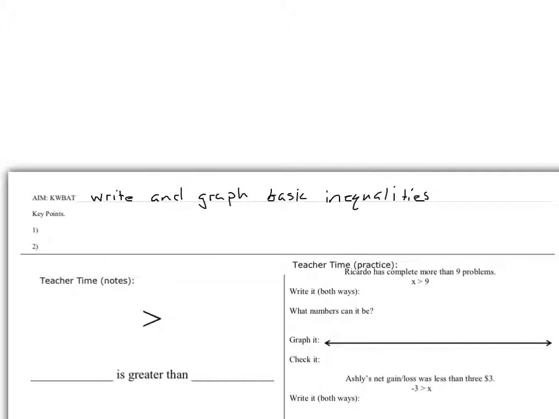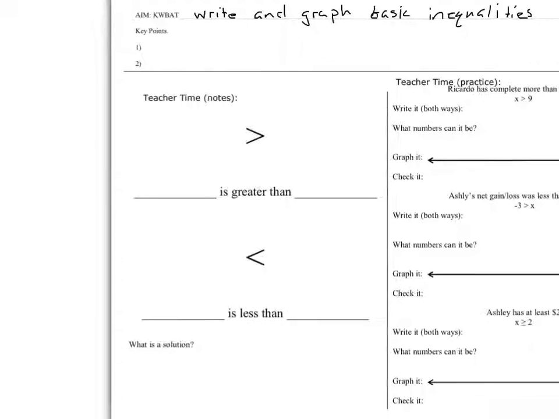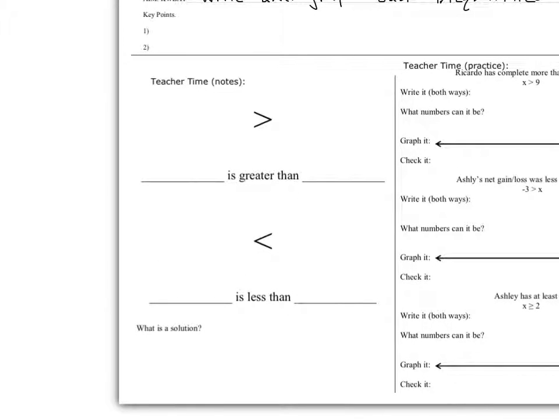So we're going to be able to write and graph basic inequalities. And we're going to start by thinking about what inequalities means. The word inequalities is essentially the opposite of equalities, since the prefix in means not equal. So we're looking at things today that are not equal. And the way that we've typically compared things in math that are not equal is by using greater than signs or less than signs.